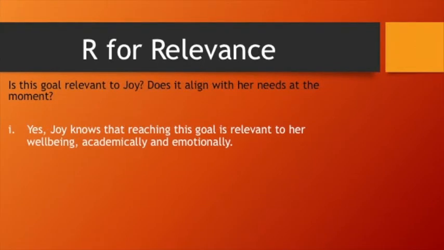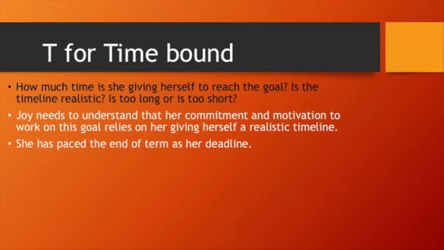R for relevant. Is this goal relevant to Joy? Is it aligned with her needs at this point, or can she work on it at a later stage? And T for time. How much time is she giving herself to reach this goal? Is the timeline that she has created realistic? Is it too long or is it too short? What might help her figure this out?